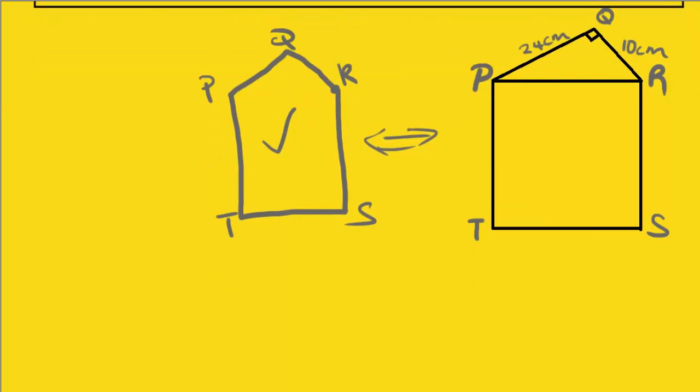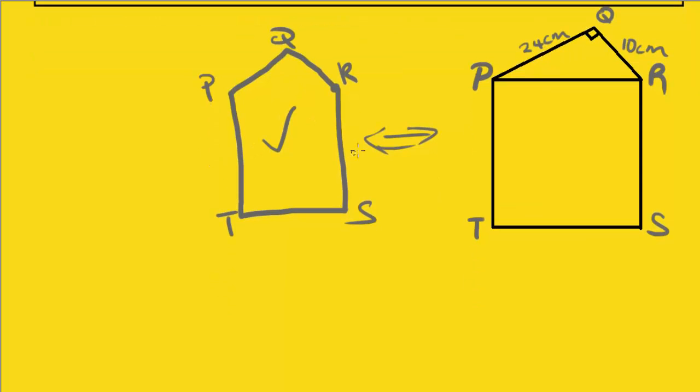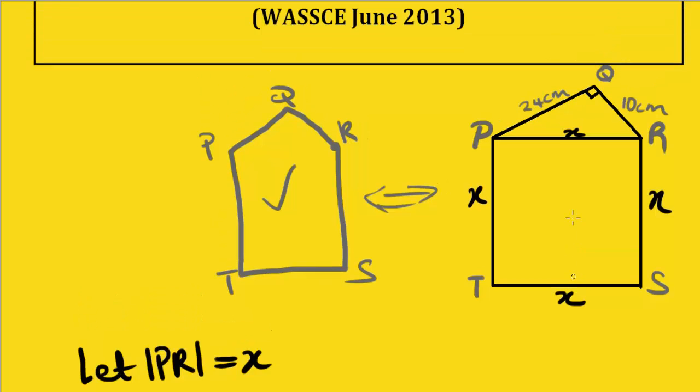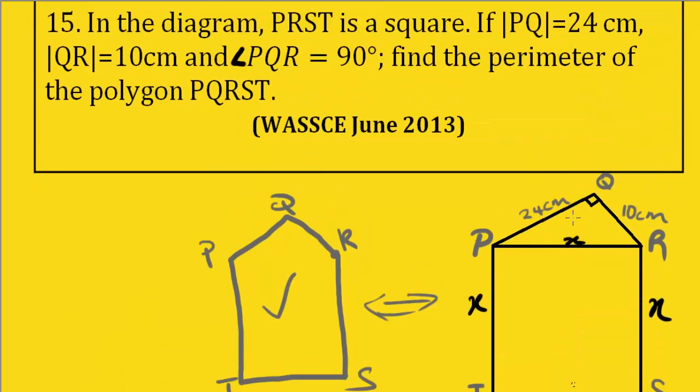What do you know about a square? You know that all the sides in a square are equal. So if I said let PR equal x, for instance, you will know that this will now be x, and the length of PT will also be x, the length of RS will also be x, and the length of TS will also be x because it's a square. So if I remember, the question says find the perimeter of the polygon.